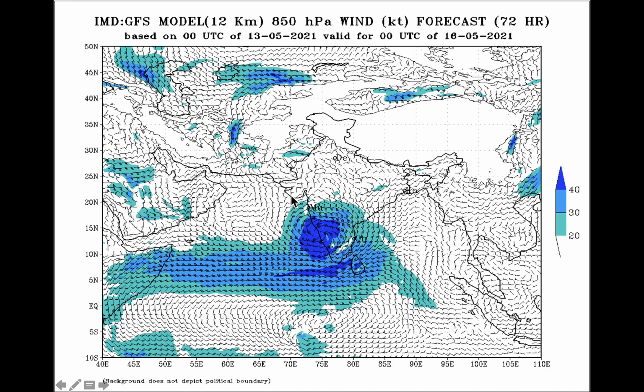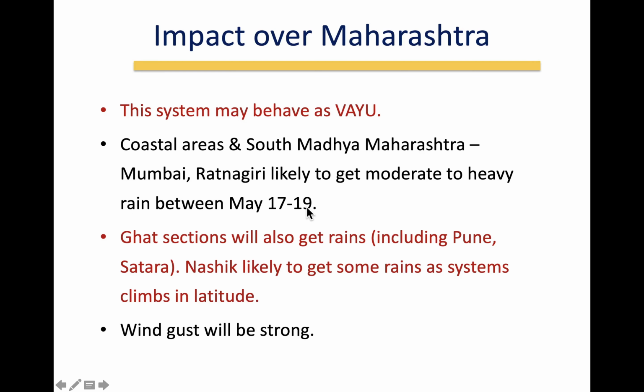So Gujarat should be on alert. Mumbai will get heavy rains, like I said. So impact is over Maharashtra. The system may behave like Vayu. So coastal and South Madhya Maharashtra will see moderate to heavy rains from Sunday onwards. But Mumbai and northern regions will get rainfall slightly later, some from the 17th onwards. Ghat sections will also get rains. Wind gust will be strong.